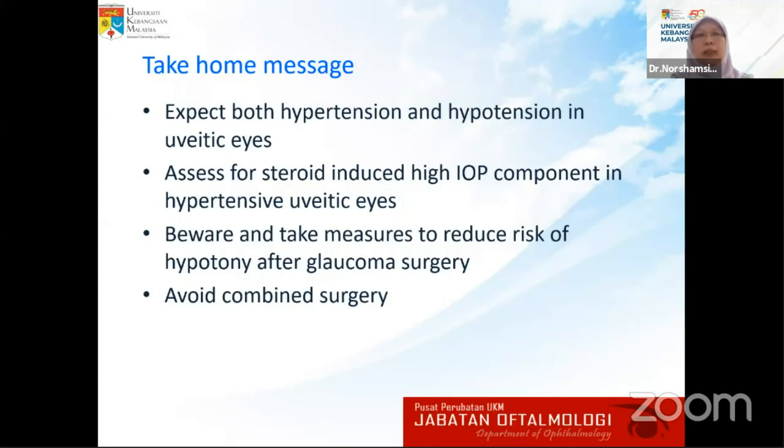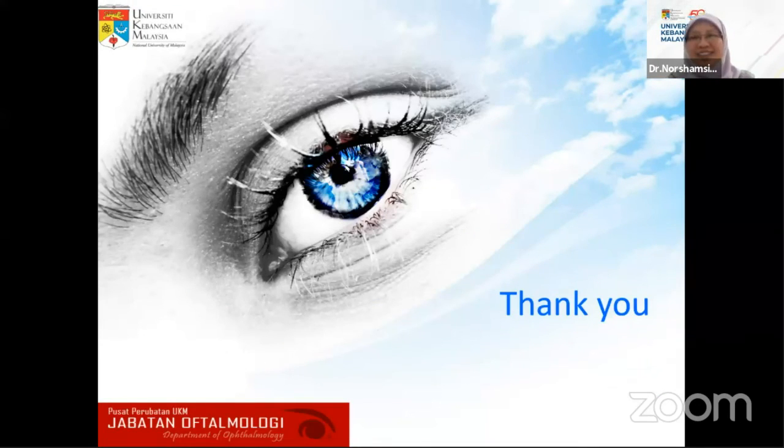So the take-home message is expect both hypertension and hypotension in uveitic eyes. Assess for a steroid-induced high pressure component in hypertensive uveitic eyes and treat that, because sometimes the pressure can come down on its own. Beware and take measures to reduce the risk of hypotony after glaucoma surgery, and if at all possible, avoid combined surgery. I thank you for your attention.